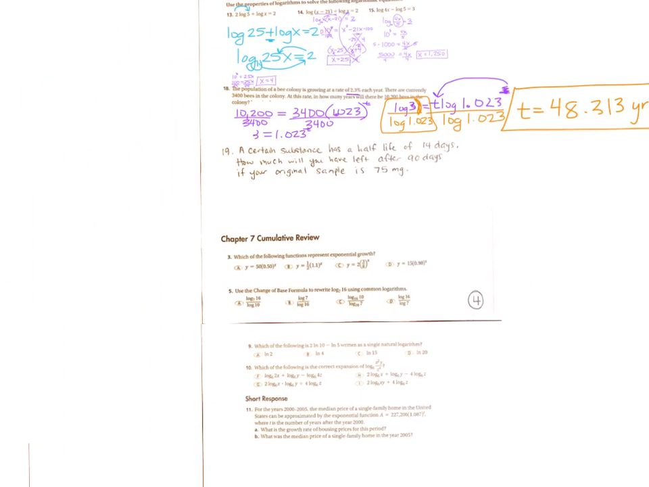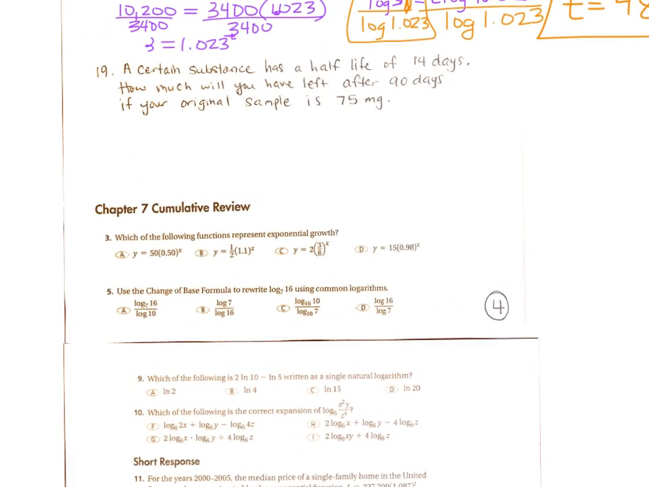Okay. Number 19, a certain substance has a half-life of 14 days. How much will you have left after 90 days if your original sample is 75 milligrams? So remember, with half-life, we're going to take the original amount, just like with exponential growth, right? Original amount goes first, and then your decay factor, half-life, so it's times 1/2 always with half-life. And then your exponent is a ratio, something over something. The bottom number is always the half-life.